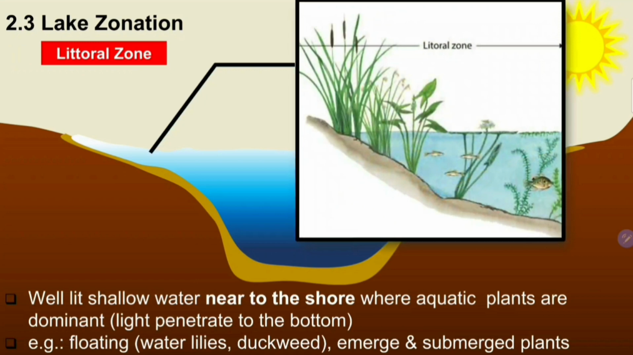Ada juga plant lain yang emerge. Emerge tu maksudnya dia punya akar bawah air tapi dia punya daun tu keluar daripada air. So itu adalah emerge plant. Dan ada juga submerged plant, iaitu pokok tu memang completely submerged under water.